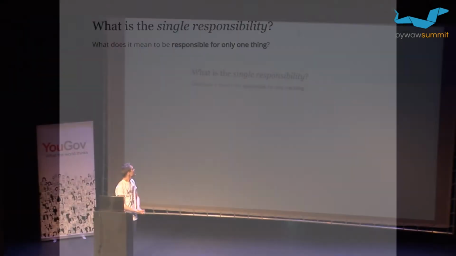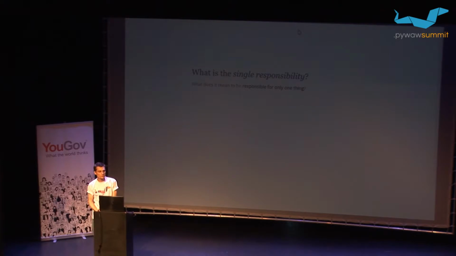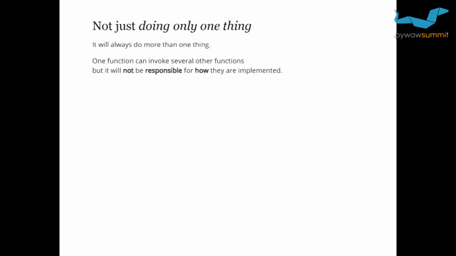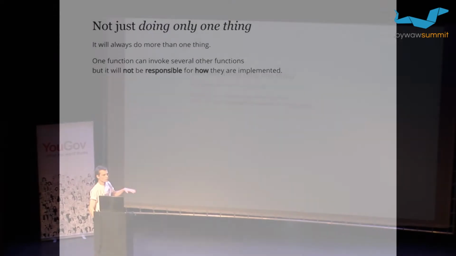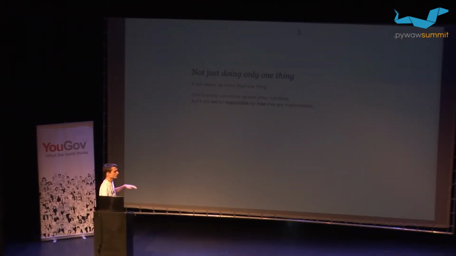Okay, so what does it mean to be responsible for only one thing? It doesn't mean just doing one thing, because you can have a function that does many different things, but it's not responsible for all of them. Say you have a function that sends email reports. It has to get the data for this report from some database probably. Then you have to format the report, and finally you send it via email.